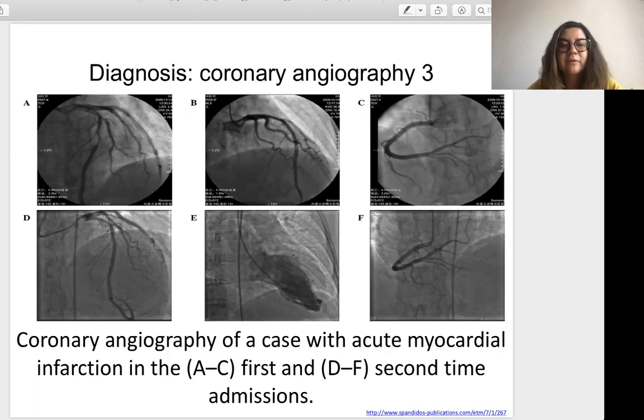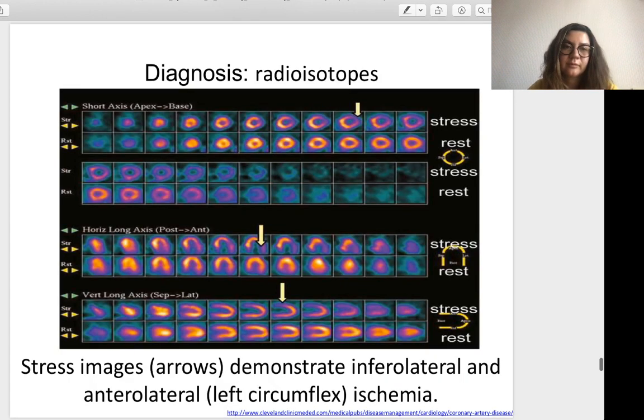Coronary angiography of a case with acute myocardial infarction. It is pictures A, B, and C. First and second time admissions in pictures D, E, and F. You see how it is changed after treatment, after revascularization.